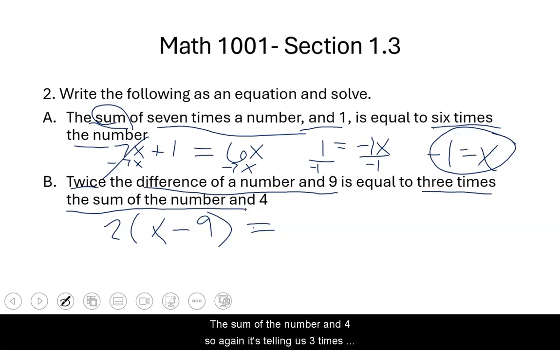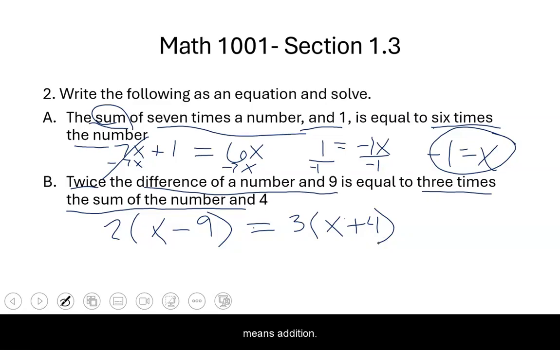and 4. So again, it's telling us 3 times the whole thing, the sum of a number and 4. So that means that 3 is going to sit on the outside. So 3 times the sum of a number and 4. And sum means addition. So now let's solve it.